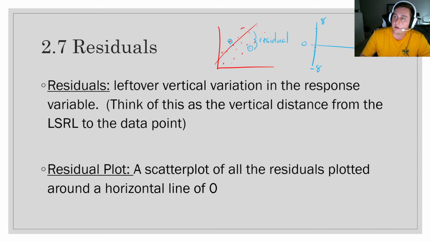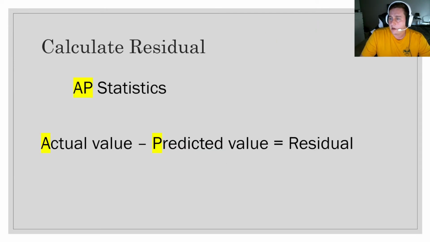So if we're looking at this data point, say it is 5 units below the line of best fit, then this data point right here would be 5 units below the line of best fit, or below 0. Right? So 0 would mean that the data point is directly on the line of best fit. So if the residual is 0, that data point's on the line of best fit. Hopefully that makes sense.